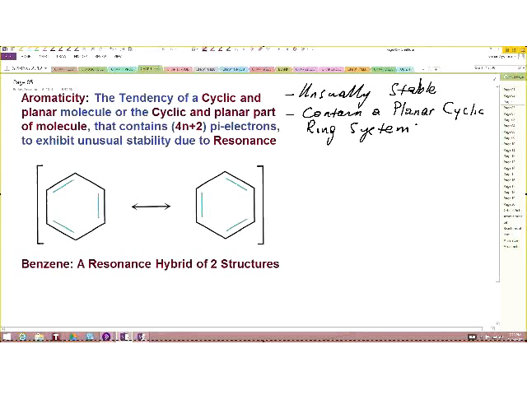What do I mean by planar? Look at this ring system here. This is flat. That's what we mean by planar. All of the atoms involved in this particular molecule are on the same plane. So this is flat. So the molecule must contain a planar cyclic ring system.